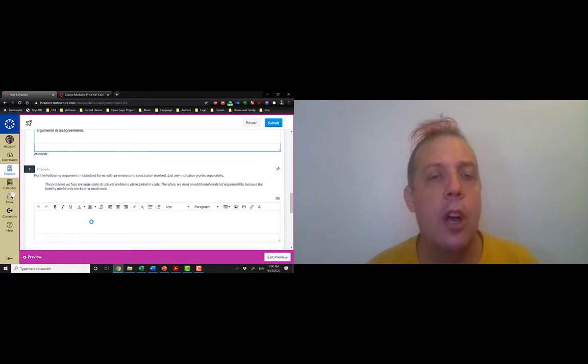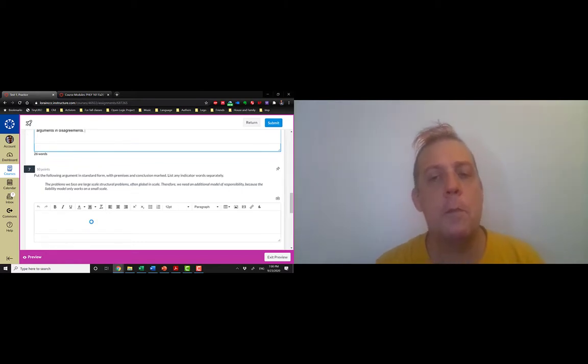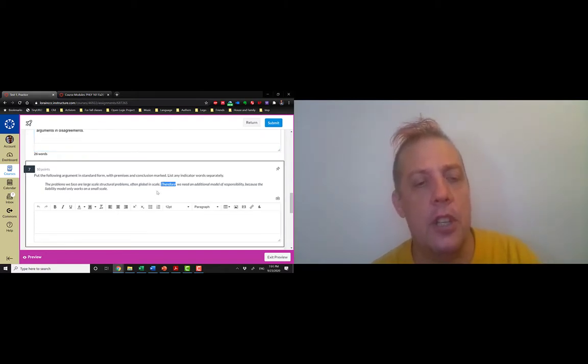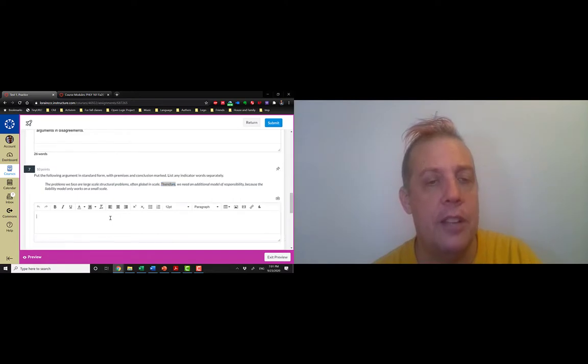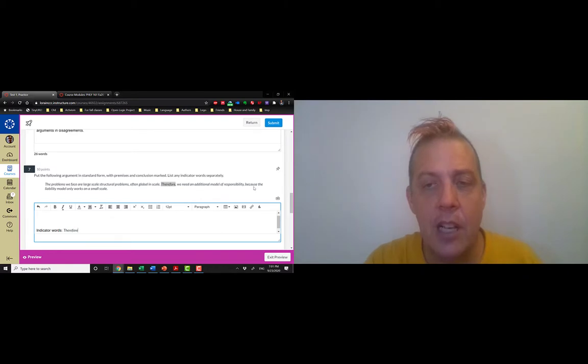So here's the passage. The problems we face are large-scale structural problems, often global in scale. Therefore, we need an additional model of responsibility because the liability model only works on a small scale. So what you want to do is look for the indicator words that tell you what is a premise and what is a conclusion. In this case, the word therefore is a conclusion indicator. Copy that down here. And because is a premise indicator.